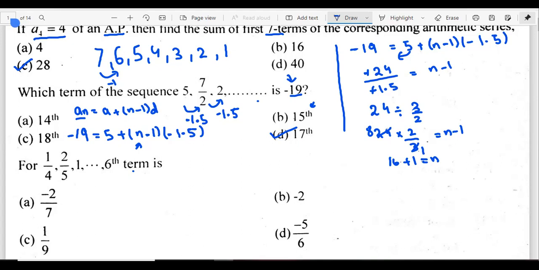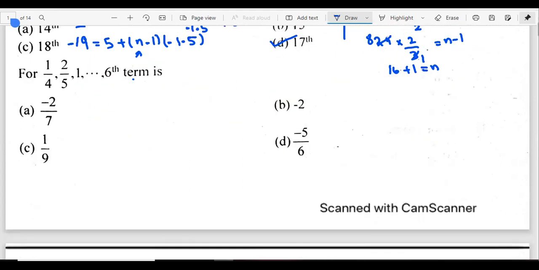Mehdi? Let's talk about the third question. So it says, for 1 by 4, 2 by 5, see, we have multiple formulas for finding n terms depending on the sequence. If it is arithmetic, we have a formula. If it's geometric, we have a formula. If it is harmonic, we have a formula that is not directly the formula, but now, yeah, we know how to play with it, okay?